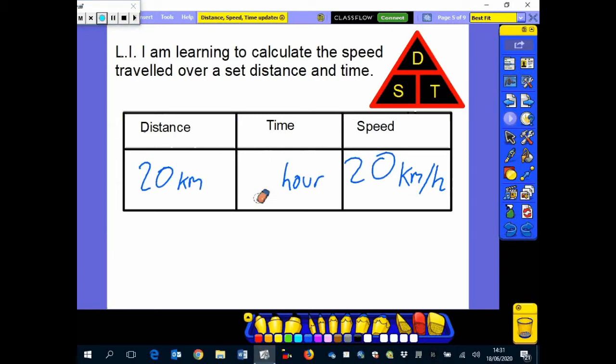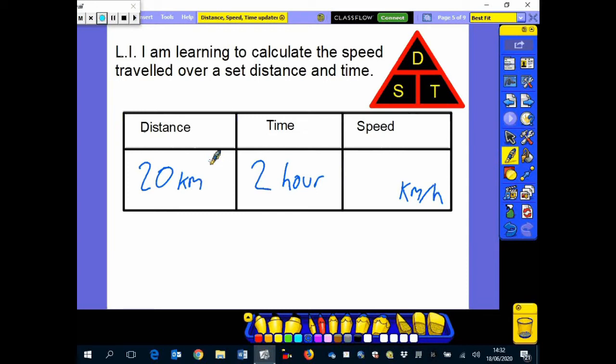Well, that seems quite easy because we didn't really have to do anything there. But what happens if we change this to 2 hours? So we're not going 20 kilometres every hour now, we're going 20 kilometres in 2 hours. Well, this is a little bit different. We still want to work out, though, our speed is still going to be in kilometres per hour. It's not going to be kilometres for 2 hours. Speed is in kilometres per hour. So we're going to have to do a bit of work now.